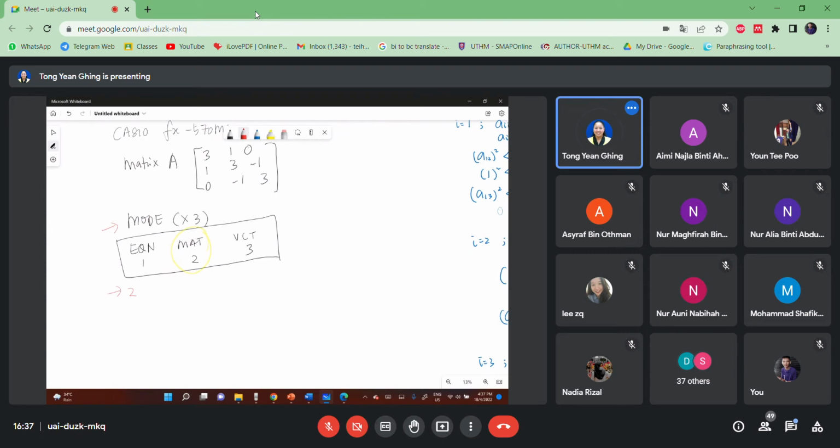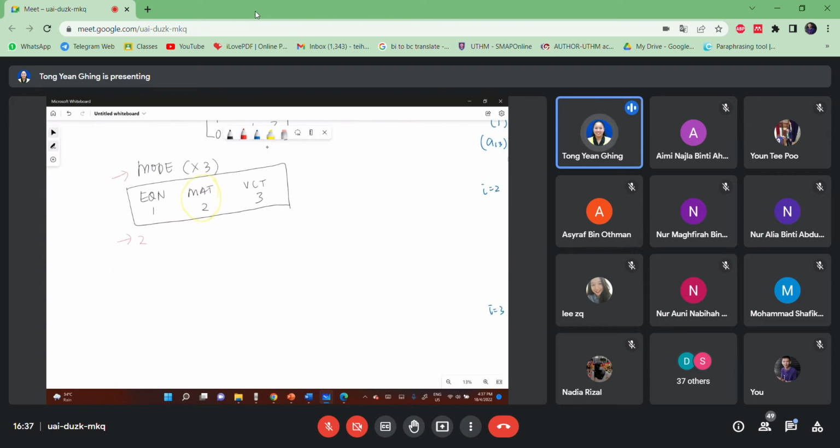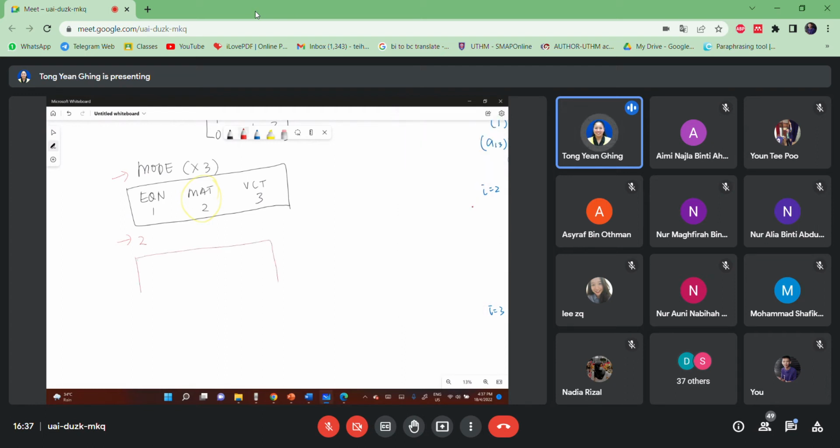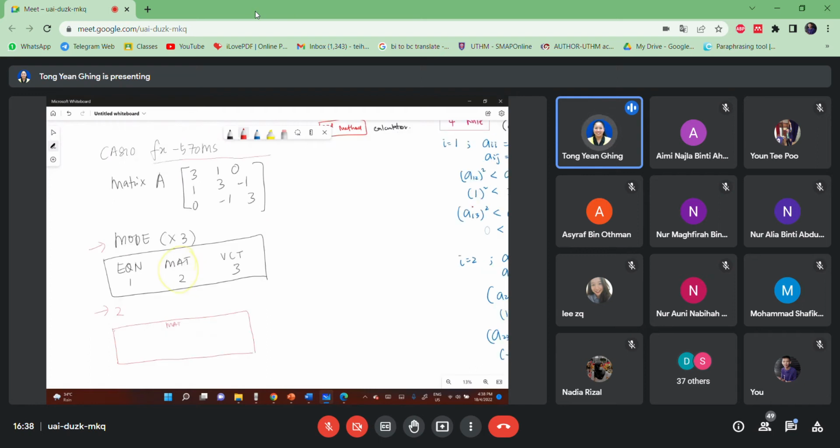And then you will see on your calculator, at the top, it will display MAT. Because this one is matrix, number 6. So matrix A, 3 times 3. It will come out MAT like this. When you look at your display, you have a MAT on the top. That means this is already in matrix mode. Now you have to key in matrix A first before we find the determinant.